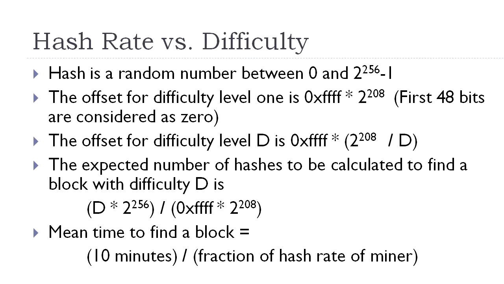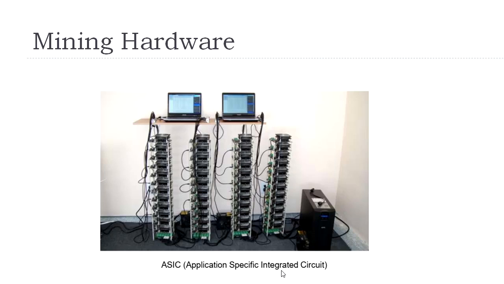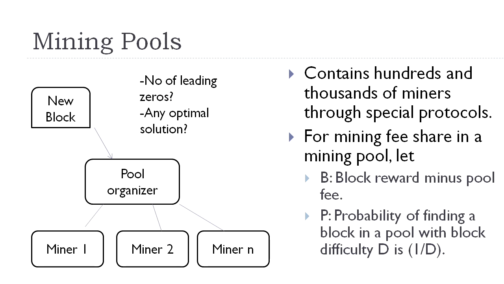So after this we'll see the mean time to find a block is 10 minutes divided by the fraction of hash rate of a miner. If the hash rate is too high, obviously it is very easy to identify the block within a small time. So to maintain a fraction of the hash rate, people will go into the mining pools. The mining pools will be like this.